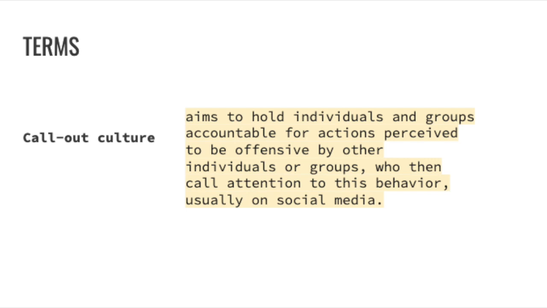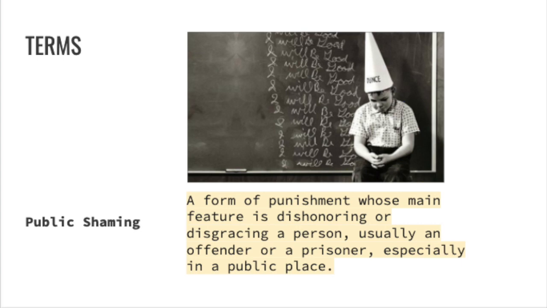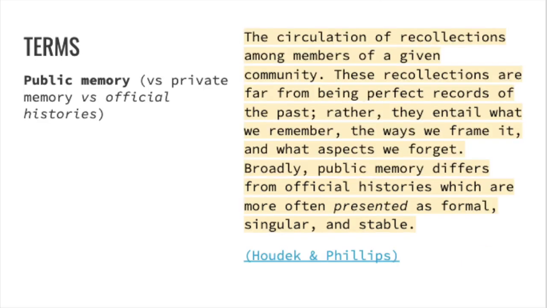I also talked a little bit about public memory and what role this has to play with all of these things. Public memory is the circulation of recollections among members of a given community. So how do we collectively remember? And I think that's really important for call-out culture and cancel culture, and who is forgiven.